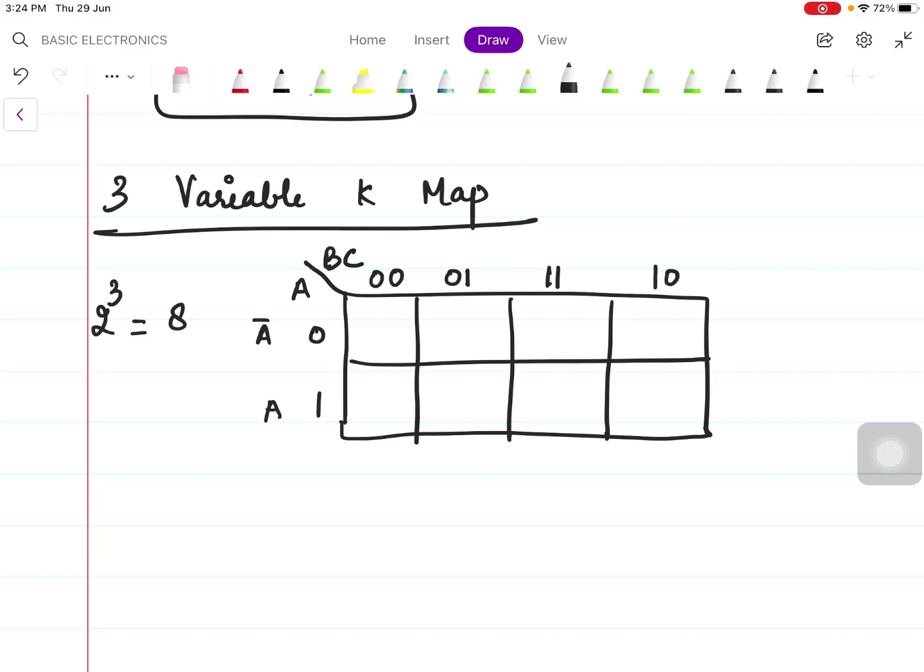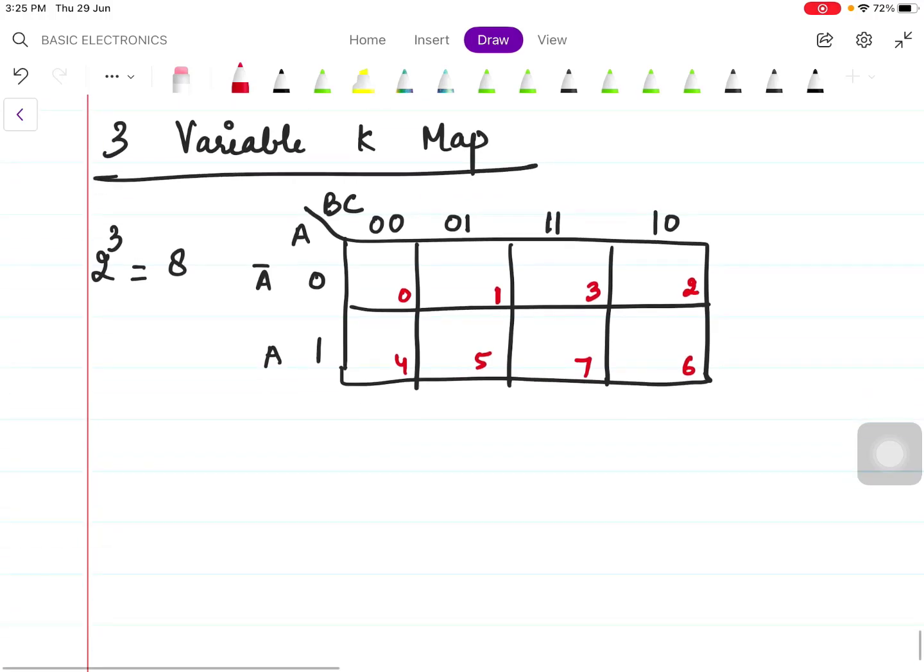Alright, now let's do the numbering. The numbers will range from 0 to 7. So 0 1 horizontal numbering, but 2 will not be adjacent to it, just leave it. 2, then 3, 4, 5, 6 and 7. This is how we do the numbering. Now this is the general structure for a 3 variable K-map.